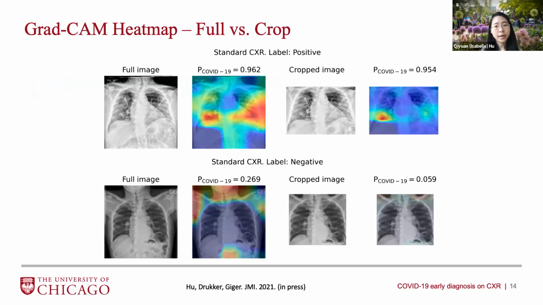We also used Grad-CAM heat maps to visualize regions that were influential to the model's prediction. Here are two examples where the Grad-CAM heat maps indicated that when the full images were used, areas outside the lung or even outside the patient body contributed to the model's prediction. But the influence from these irrelevant regions was reduced or eliminated by using the cropped images. And so we will discuss results on cropped images from now on.